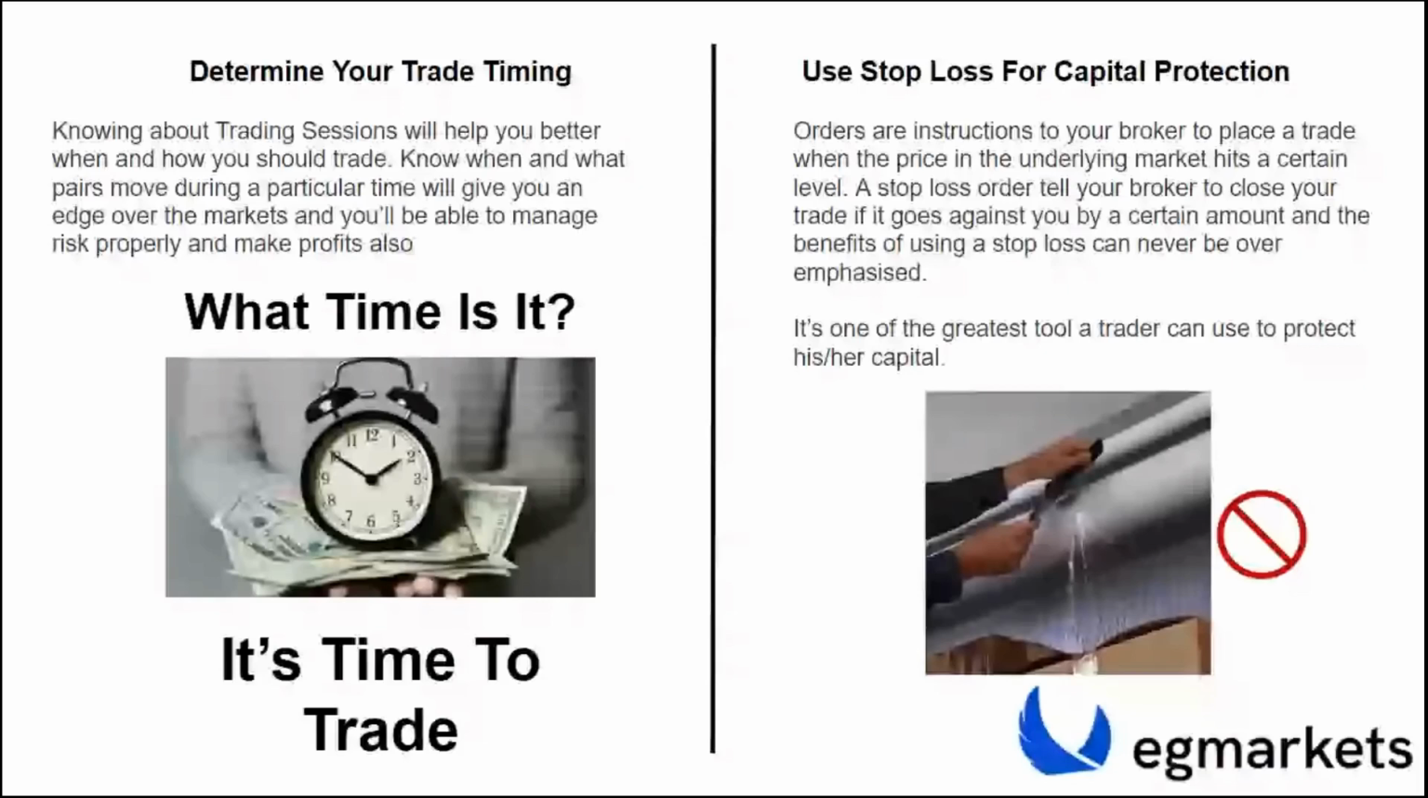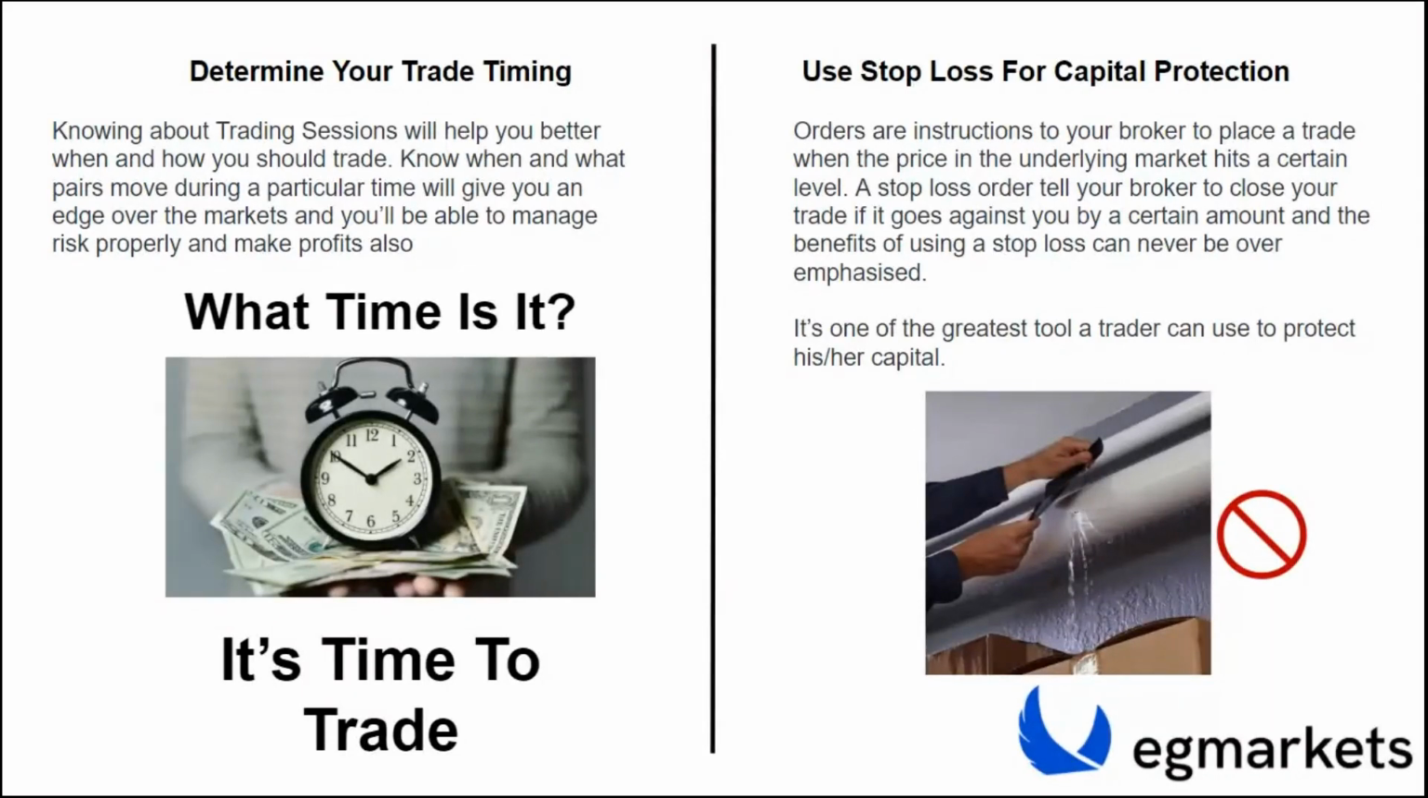Okay, so you can see the image of a clock and money. Time and price will be equivalent to profits in the financial markets. That's just the logic to it. So using stop loss for capital protection, which is the last thing we have on the list.